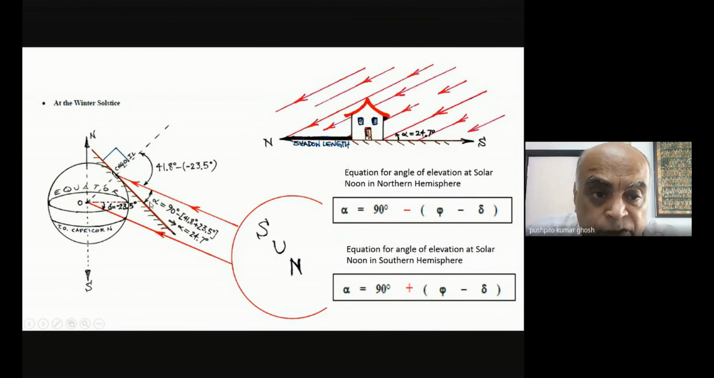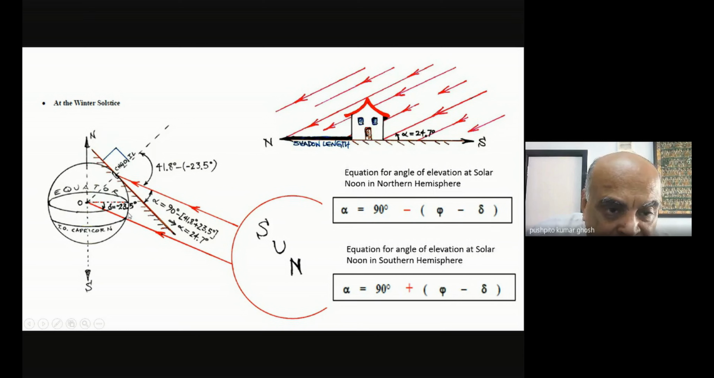Now, look at the situation in the winter solstice. In all these cases, I'm still looking at Chicago, the same place. What is the declination angle now? This is my declination angle, this is the sun's rays, and this is the line along the equator. So this angle now is minus 23.5 degrees. Why? Because I'm going from the zero origin to the south.